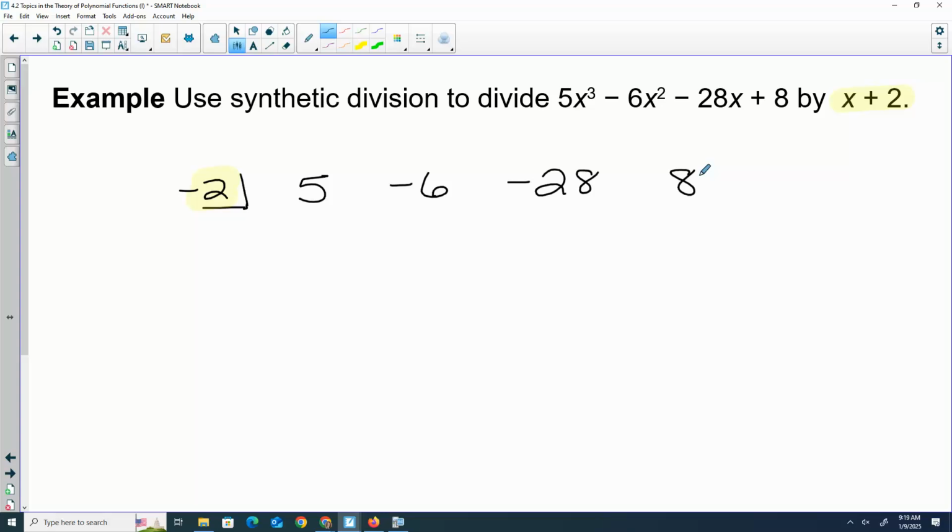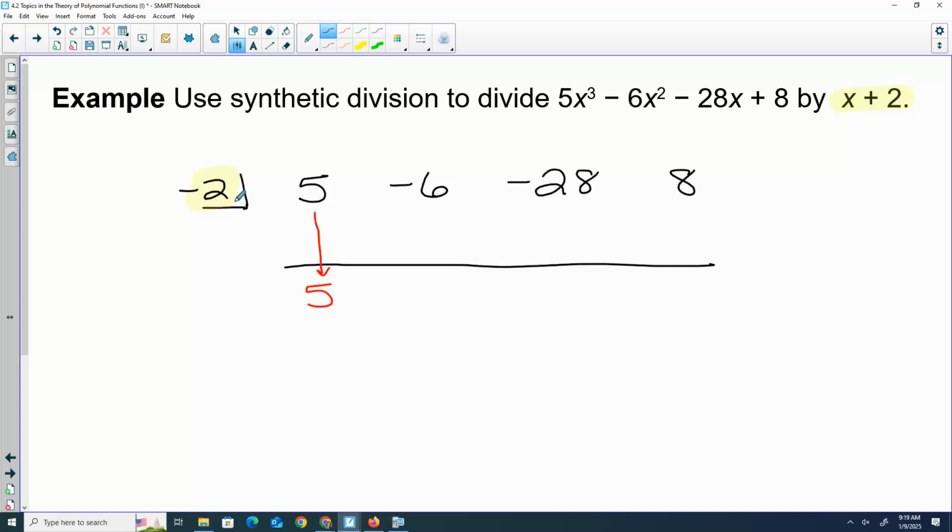With synthetic, you do have to make sure if you have a missing power of x, because I'm not writing my variables down, you have to include a 0. So for instance, if it went from 5x cubed to negative 28x, you'd have to put a 0 for your x squared. And then we're going to skip a line, leave yourself some workspace. The first number just comes straight down, so we carry the 5 down. Then it's just a series of multiply and add.